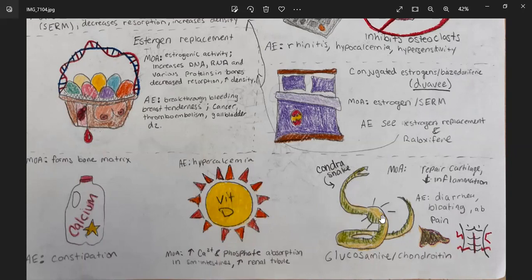And then this is a snake. There is a type of snake called a chondra. So chondra for chondroitin or glucosamine. This helps repair cartilage and decrease inflammation. Adverse effects are diarrhea, bloating, and abdominal pain.